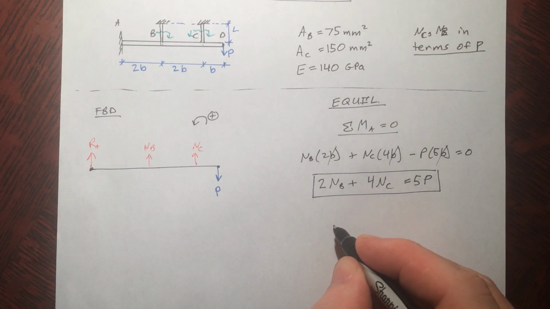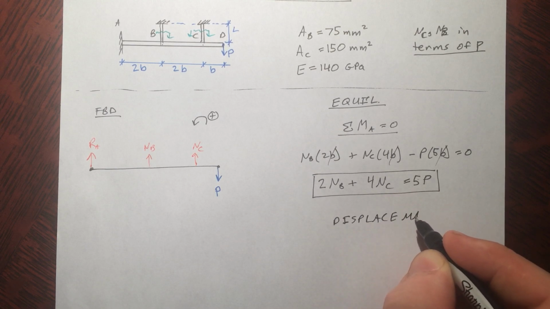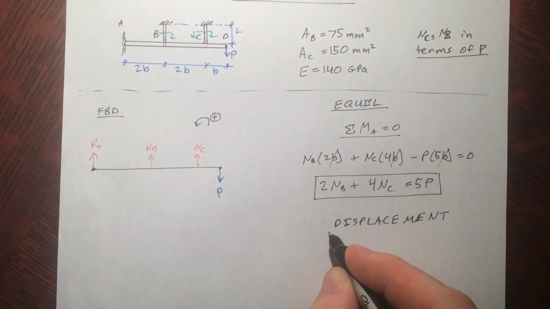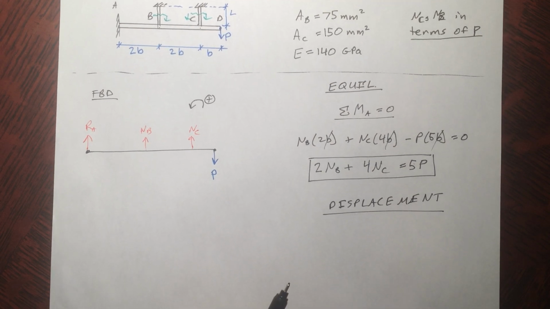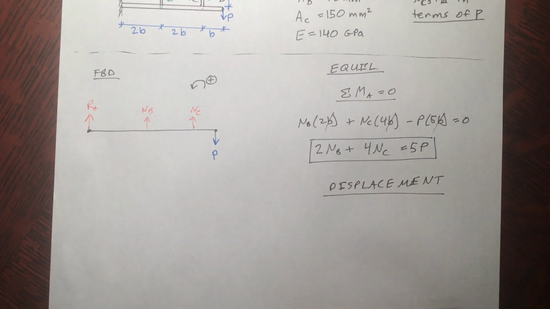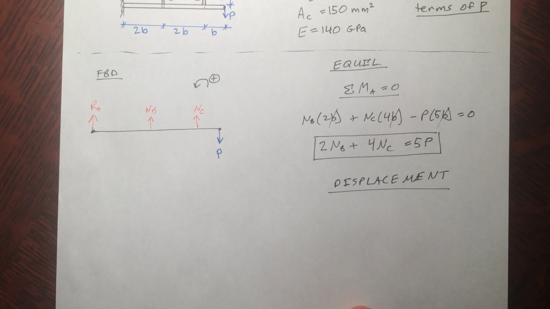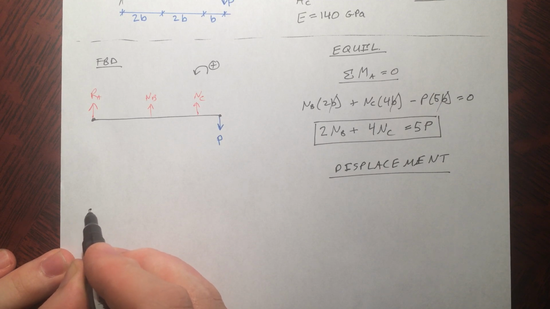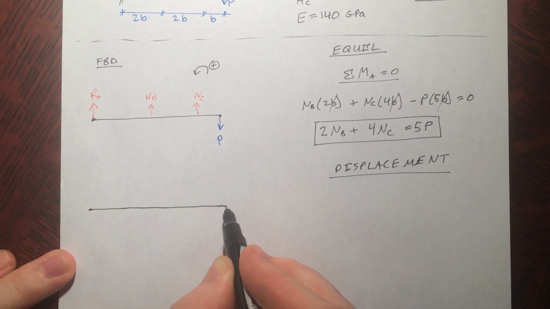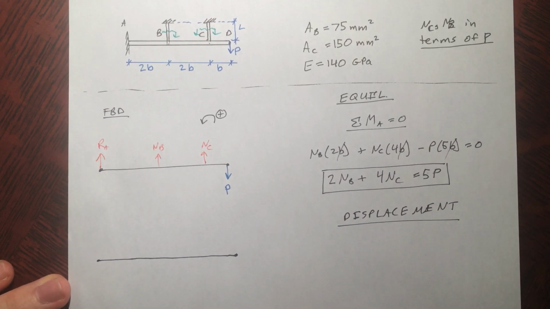Now we need to move into displacement, the geometry of displacement. We need to find a relationship of the displacements of this point and this point so that we can express them in terms of NL over EA, therefore allowing us to solve this. Whenever you need to find the geometry of displacement, I always find it really useful to draw the clearest picture you possibly can. So I like to draw my bar in its original position, and then in its final position I'll draw it as a dotted line.